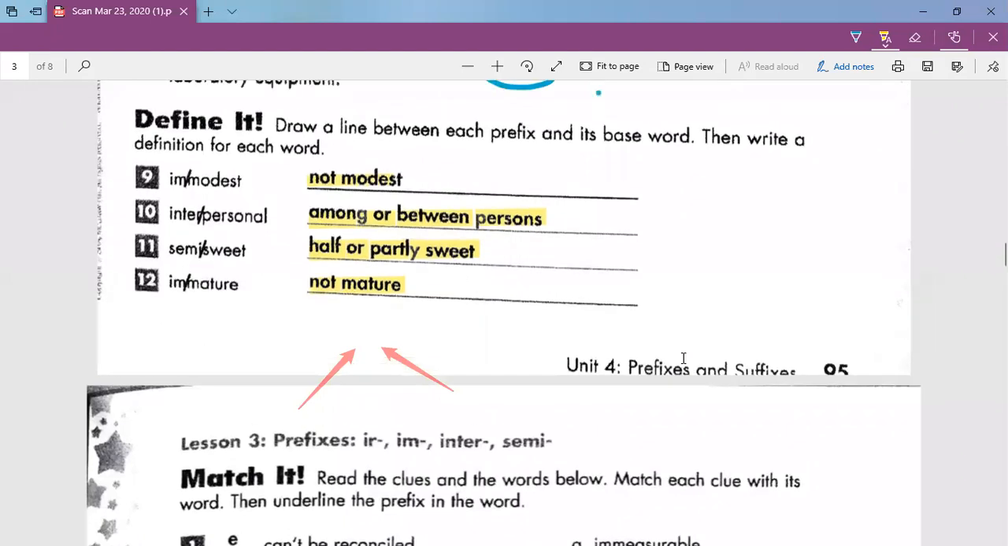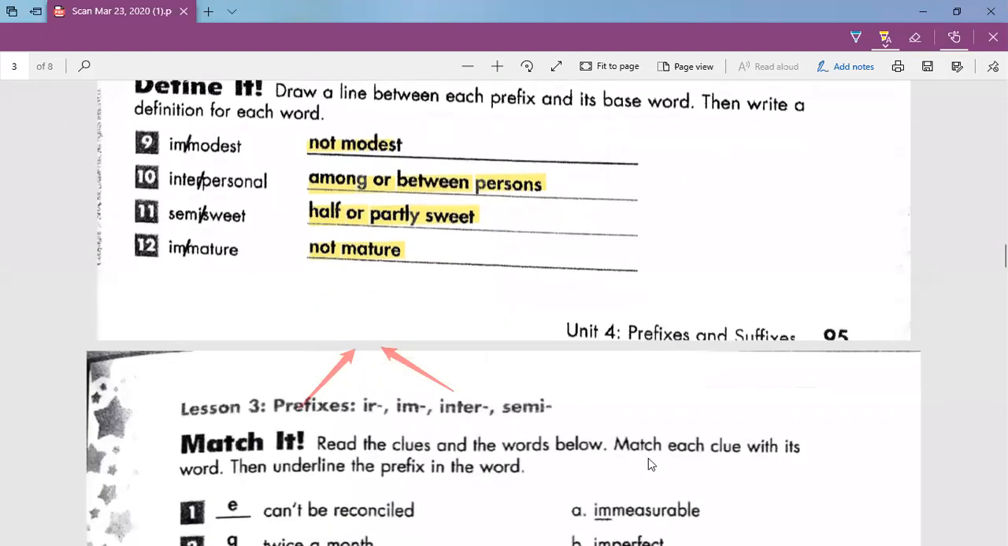Yes. Yeah. All right. Hey, how are you? Fine. And you? Okay. Me too. Next page.